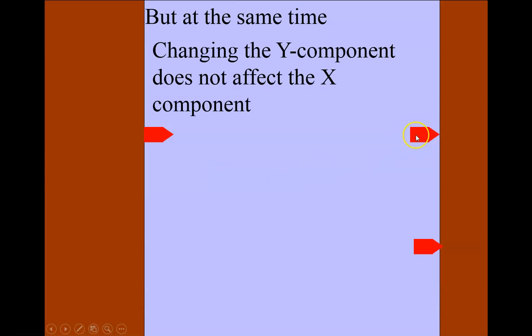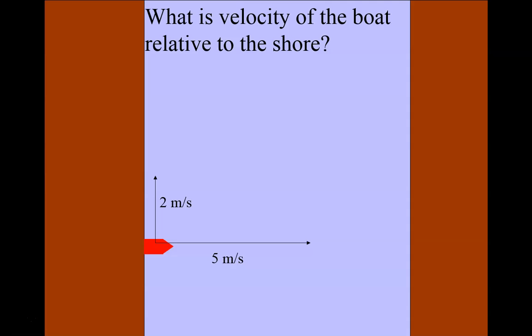Okay, but it was doing this at the same time. So it was moving at 5 meters per second east and 2 meters per second north. And the resultant is the boat that went diagonal. So changing the y does not affect the x. I can change the y without affecting the x, and I can change the x without affecting the y. They're independent of one another.